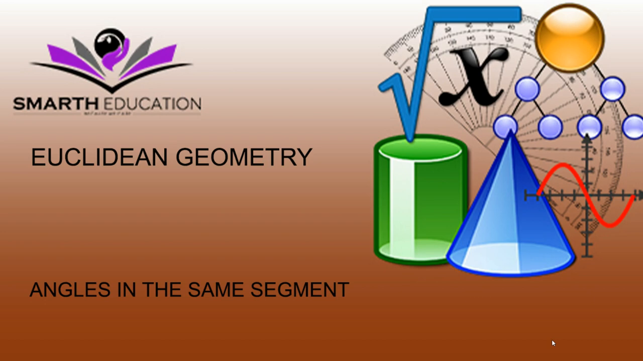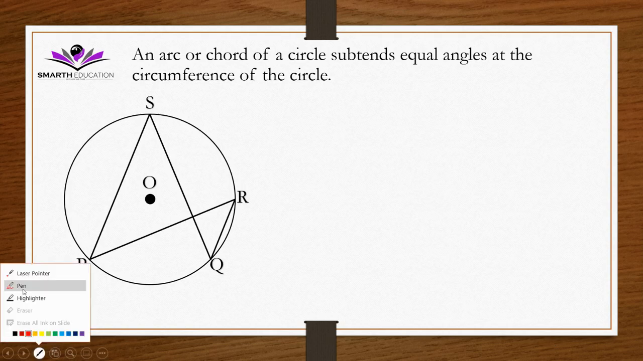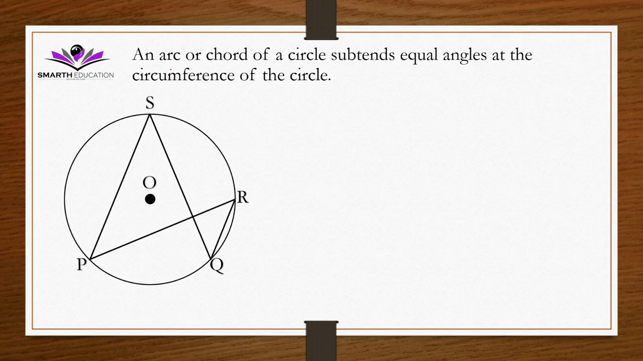Right, let's continue with our lesson. An arc or chord. You know what an arc is, you know what a chord is. So, an arc or chord of a circle subtends equal angles at the circumference of the circle.